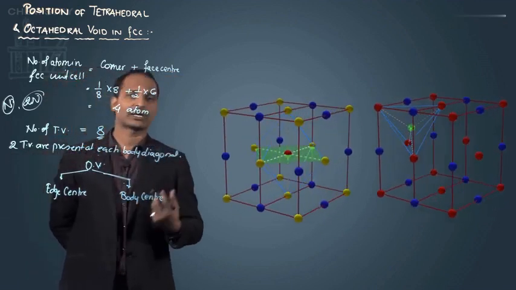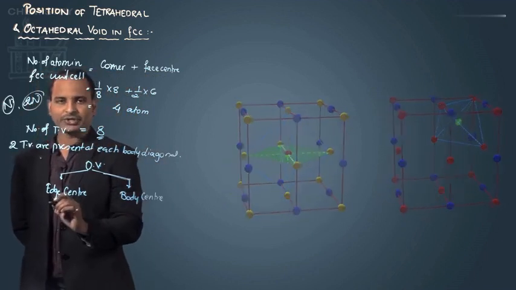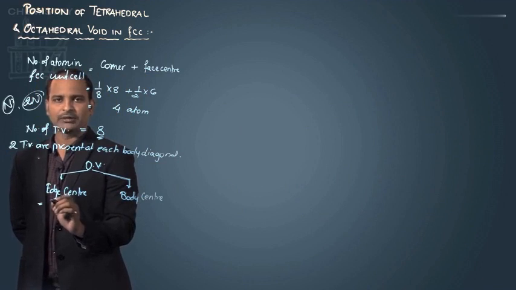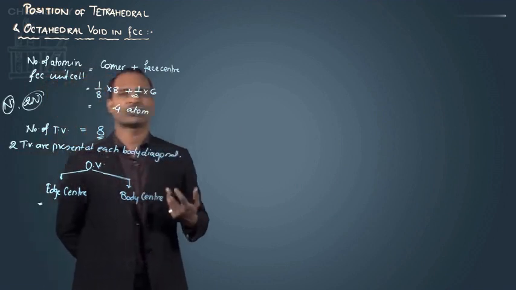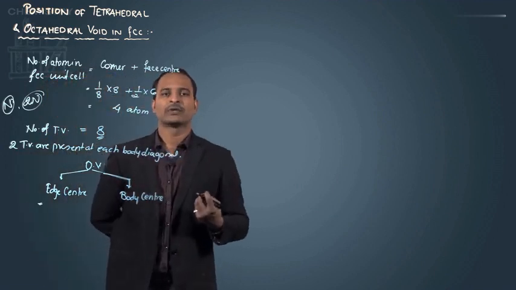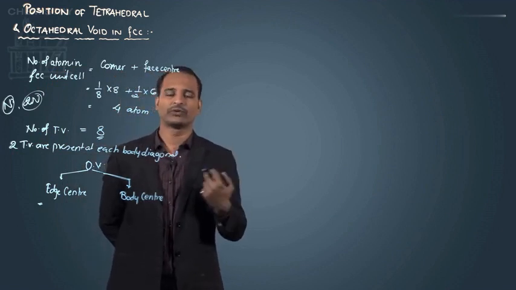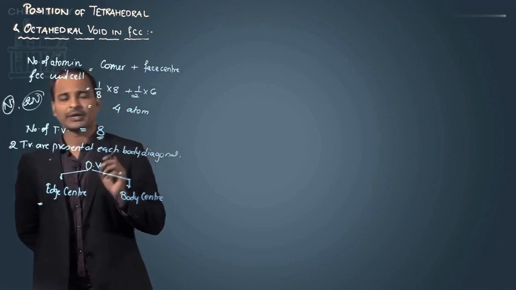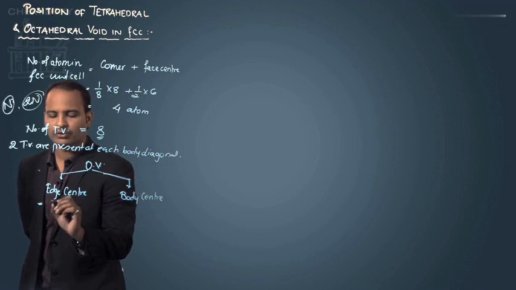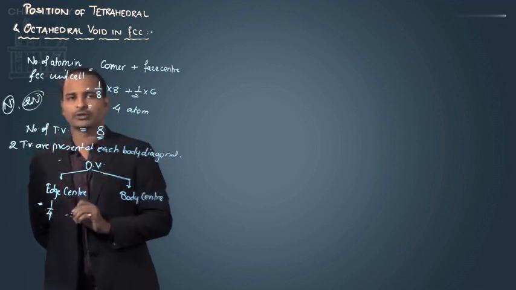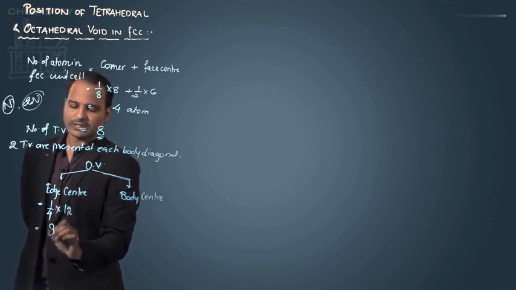Now let's see how many octahedral voids are there in an FCC unit cell. Suppose there is one particle present at one edge. What will be the contribution of that particle in a single unit cell? So I can say that the particle present at one edge will be shared by 4 different unit cells. So in a unit cell, its contribution is going to be 1/4. And there are total how many edges? 12. So 12 times 1/4, that is 3.